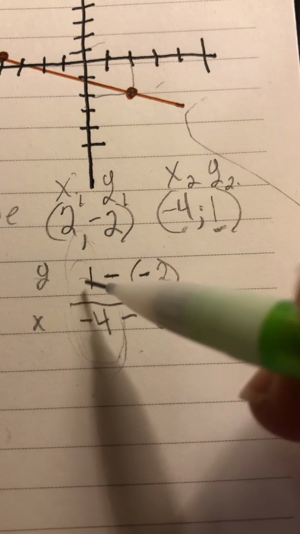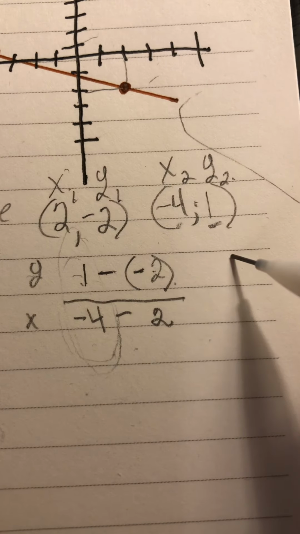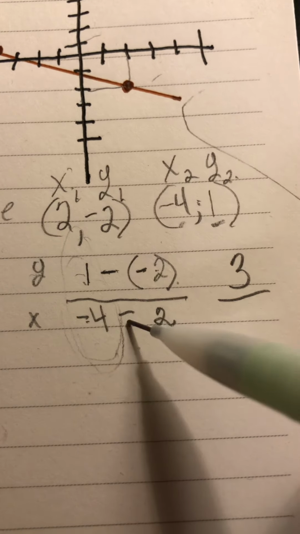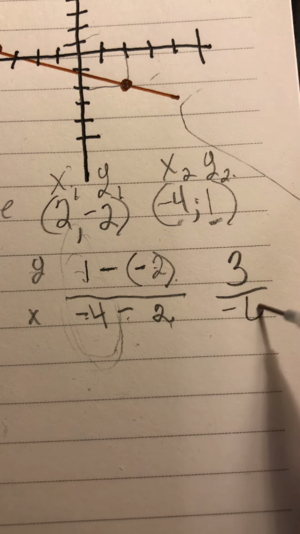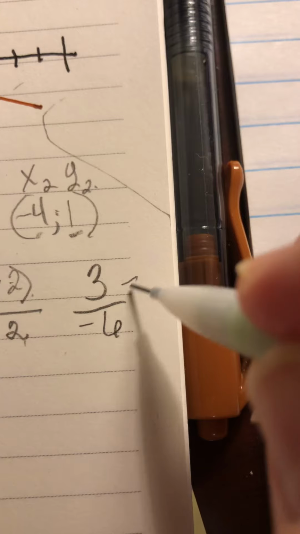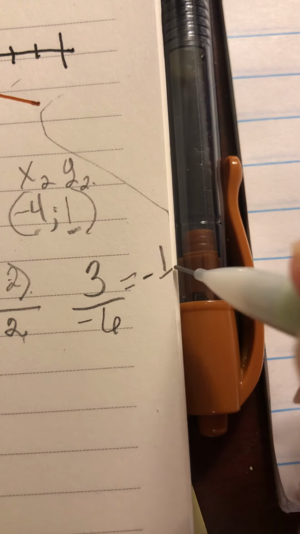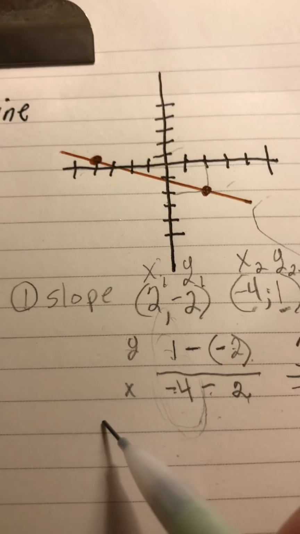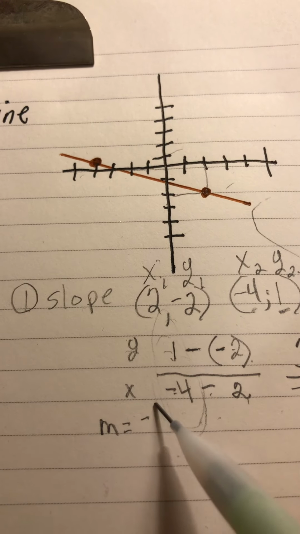So now we do the math. 1 minus a negative 2 is actually 3 if you put it in your calculator. Negative 4 minus 2 is negative 6. And when you put that in your calculator, that reduces to a negative 1/2. So for this line right now, we know that our slope is a negative 1/2.